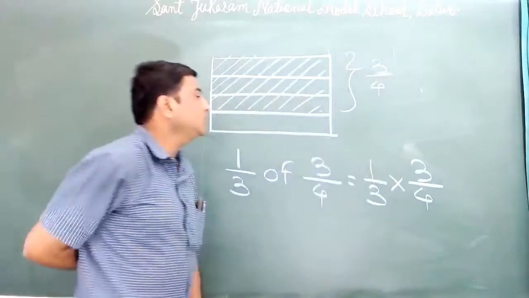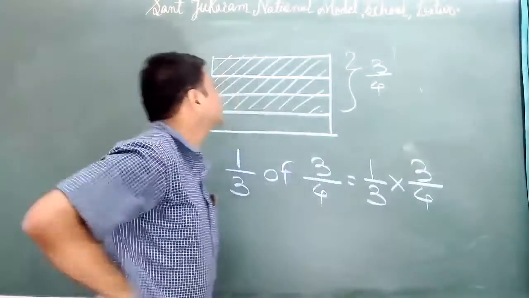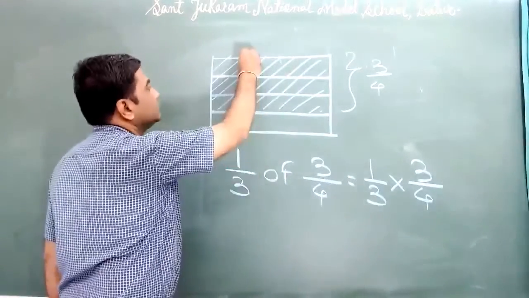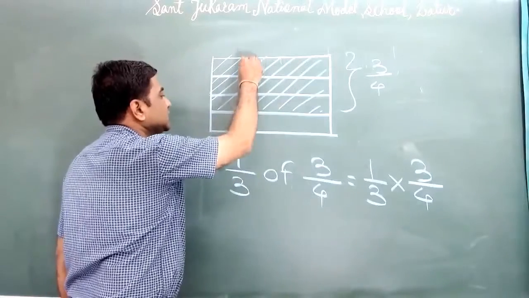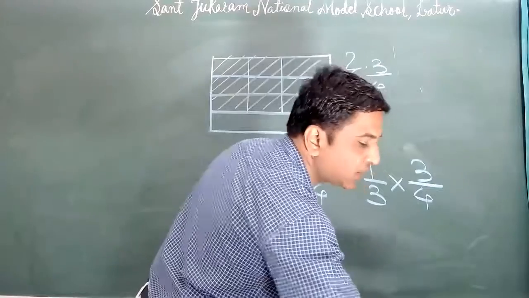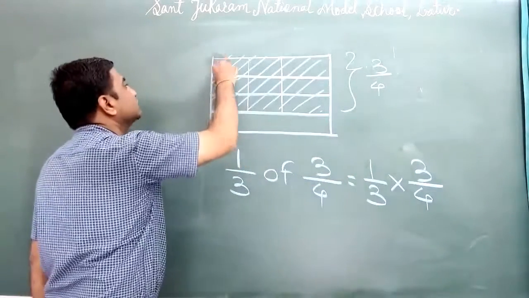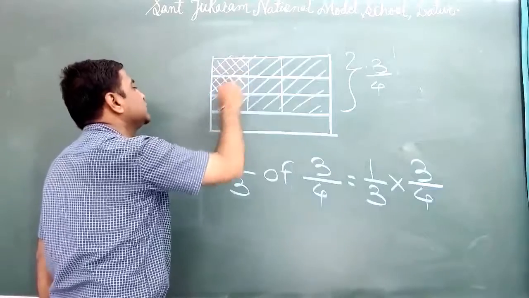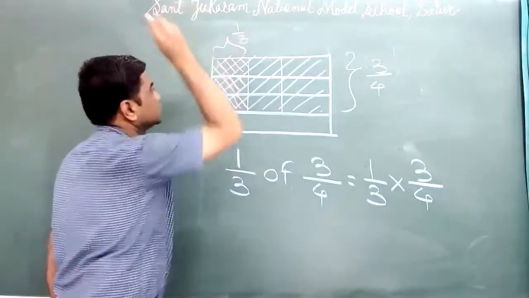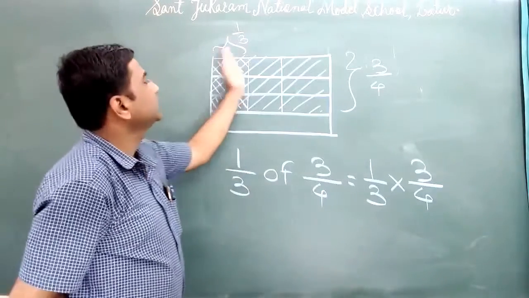Now what do we do? I have to take one part of the 3 parts from this 3/4. So I divide this shaded part of the rectangle vertically into 3 equal parts. What is said is that you have to consider one part out of 3 equal parts. I'm going to shade it with a different color. So we are considering this one part out of these 3 parts. This is 1/3.